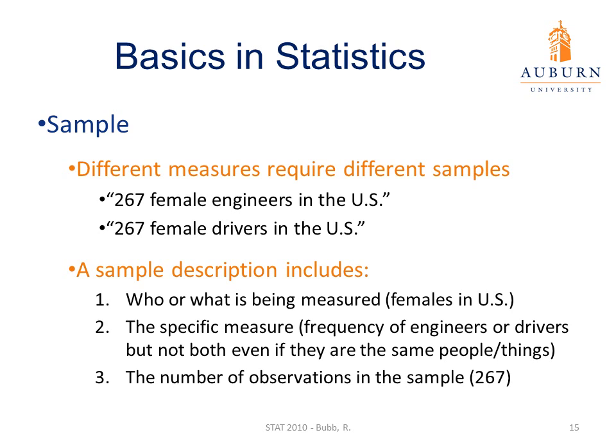And so a sample description includes who or what is being measured. In this case, we're talking about females in the US. The specific measurement itself, so either we're talking about frequency of drivers or frequency of engineers, but not both, because remember, if there's two different measurements, then we're talking about two different samples. And then lastly, the number of observations in the sample. So in this case, we're measuring 267 females, so 267 is my sample size. I want to include that in my description as well.